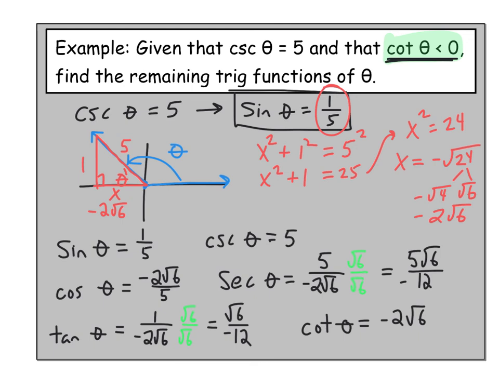Basically with these, you're just going to want to plot in the correct quadrant, use the conditions to figure that out, and then use the Pythagorean Theorem to find the missing side length. Then just use your SOHCAHTOA and their reciprocals, and you can get all the trig ratios for the angle.